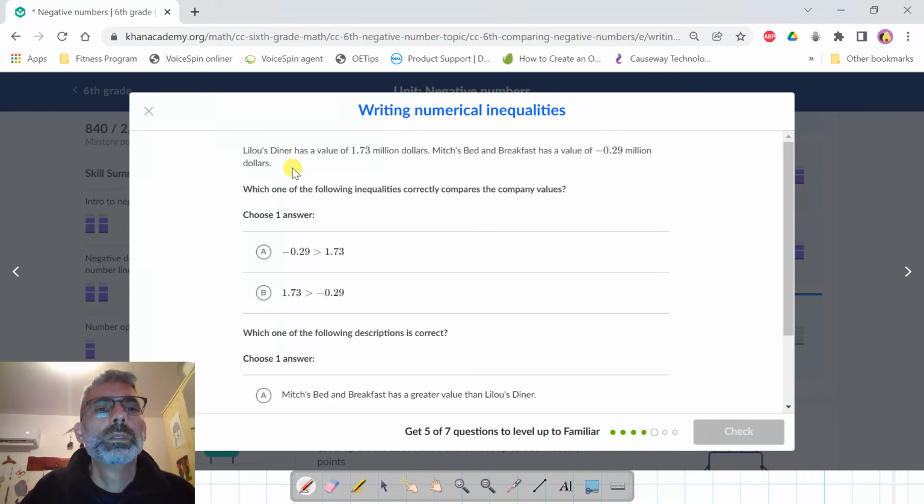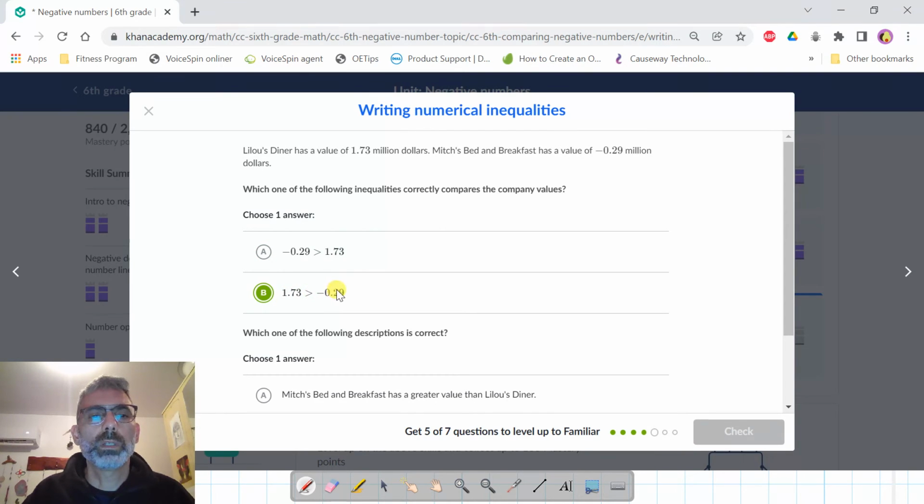Lilo's Diner has a value of $1.73 million. Mitch's Bed and Breakfast has a value of negative 0.21 million. Which of the following inequalities correctly compares the company values? So this is not correct. Negative 0.21 is not greater than 1.73.